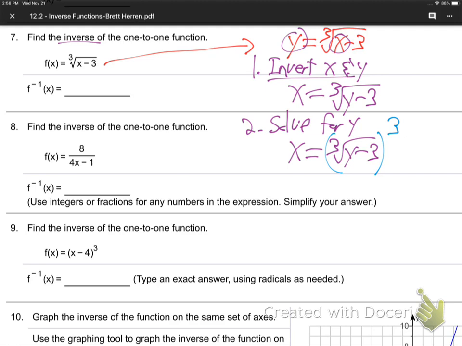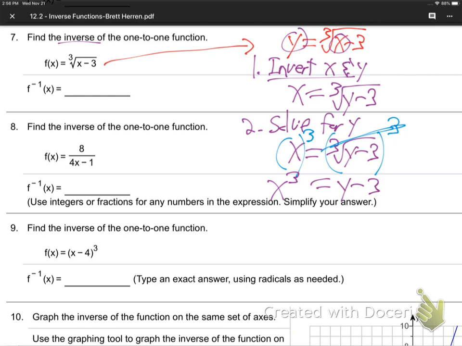Roots and powers are opposites, and whatever you do to one side, you have no choice but to do the same thing to the other. So you do a third power on both sides. These cancel, and we get y minus 3 is x to the third.